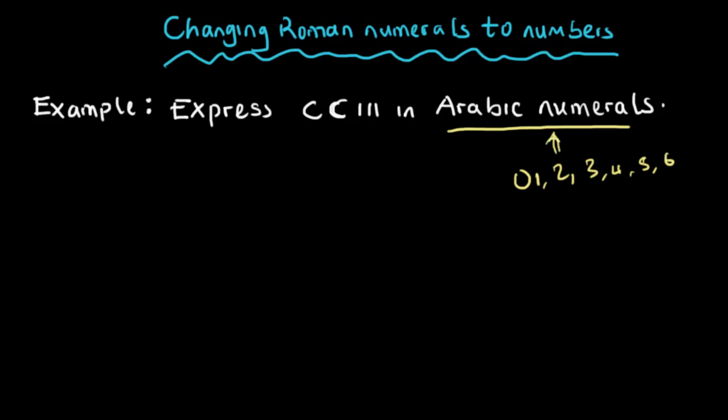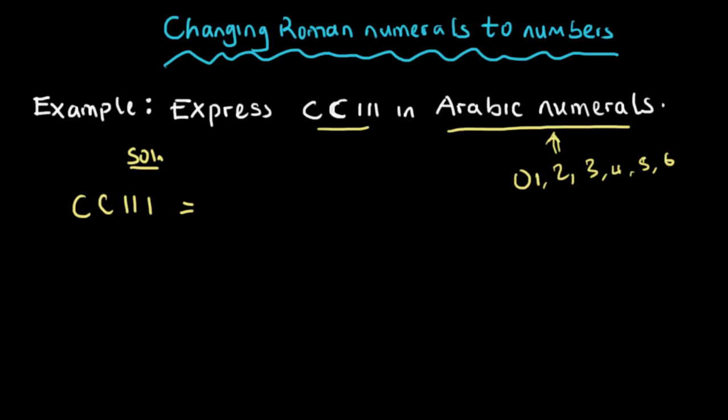Now when you are told to express Roman numerals in Arabic numerals, what is expected of you is to turn the Roman numerals to numbers. Does that make sense? Now let's solve this question. So we have CCIII.